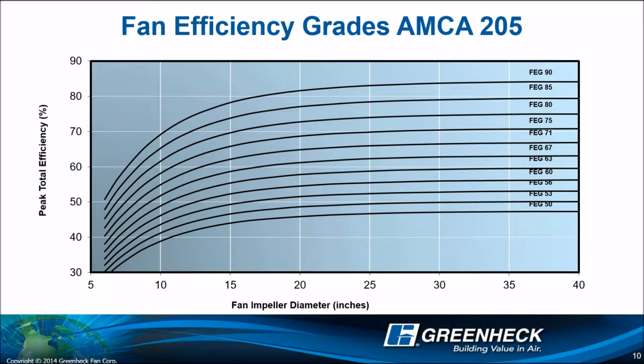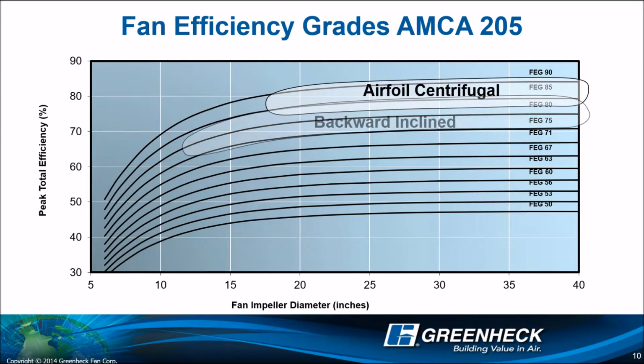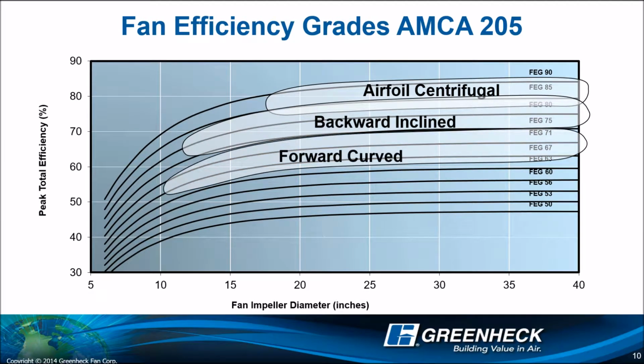This chart is a great indicator on what impeller types result in higher fan efficiency grades. Forward curved blowers are the lowest typically, with airfoil centrifugal wheels being the highest. Backward inclined wheels tend to meet the higher static pressure requirements and aren't the least or most efficient wheel type.